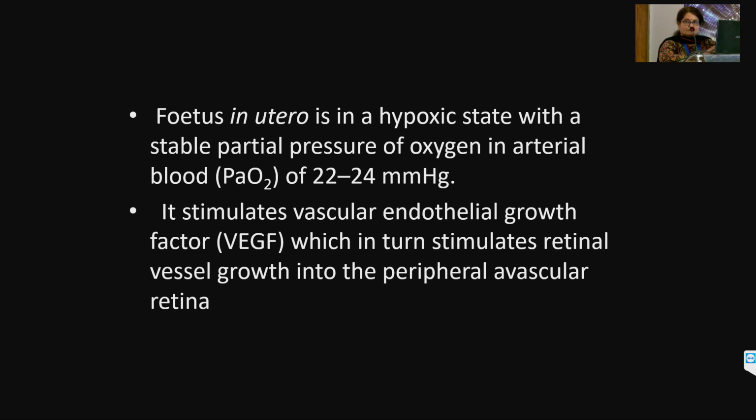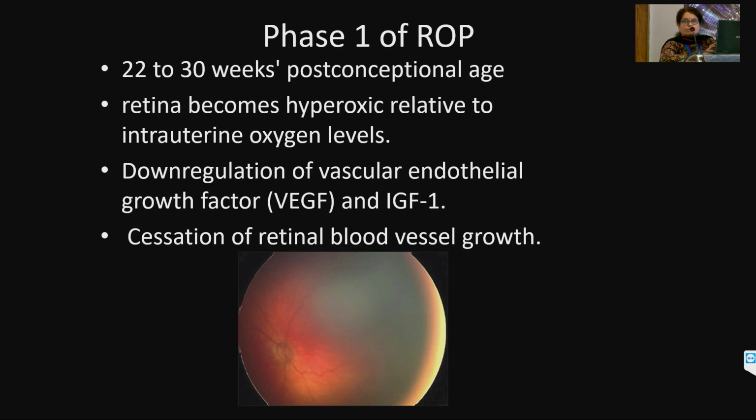So when the child is born into a high oxygen atmosphere, there is a sudden change from the hypoxic state to the hyperoxic state. And especially when the child is born premature, supplemental oxygen is given for the well-being of the child. That itself will increase the risk factors. So the child goes from a hypoxic to a hyperoxic state. So what happens then? This is phase 1 of ROP, the first phase.